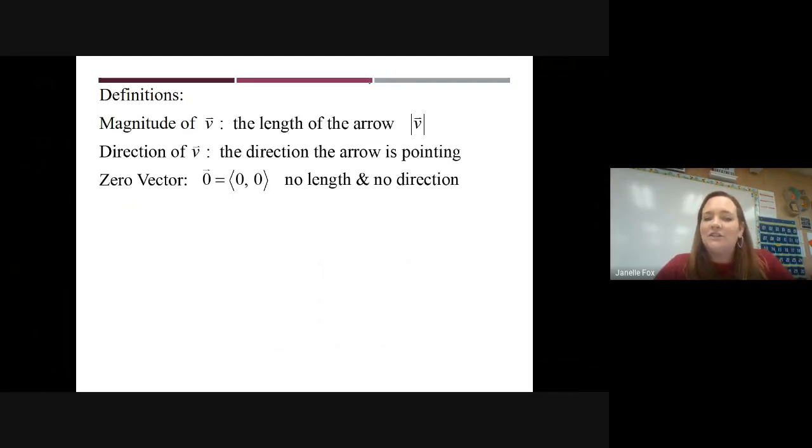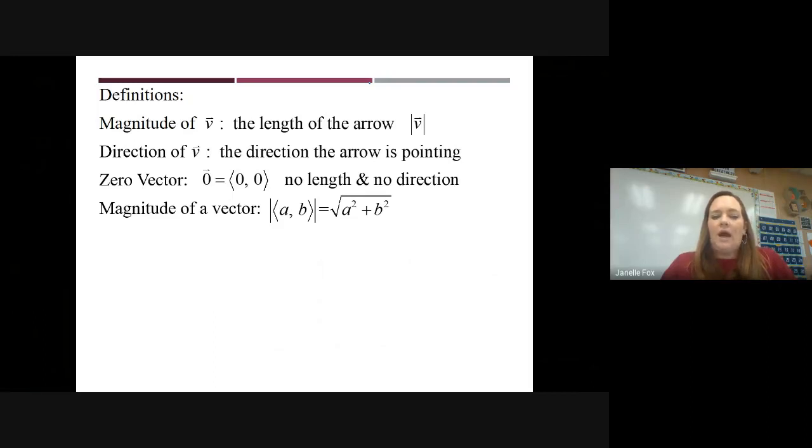So a zero vector is ⟨0, 0⟩. The magnitude of the vector, this is how you calculate it. It's illustrated up here, so it goes back to that first point on this slide. It's basically just the Pythagorean theorem. You're just finding the length of it. You have your x component and your y component, you put them in the Pythagorean theorem, and you figure out how big the hypotenuse is, right? So the magnitude of the vector is the square root of a squared plus b squared.